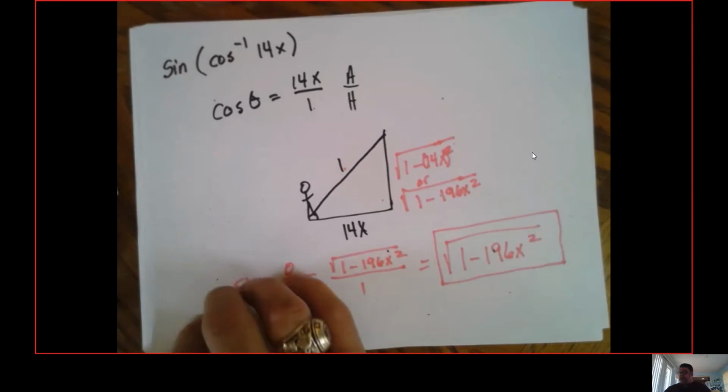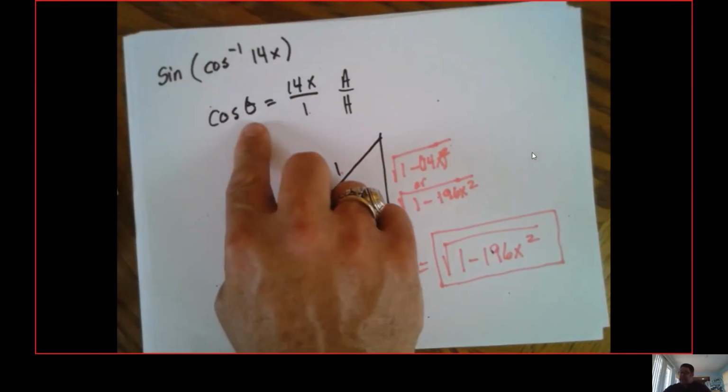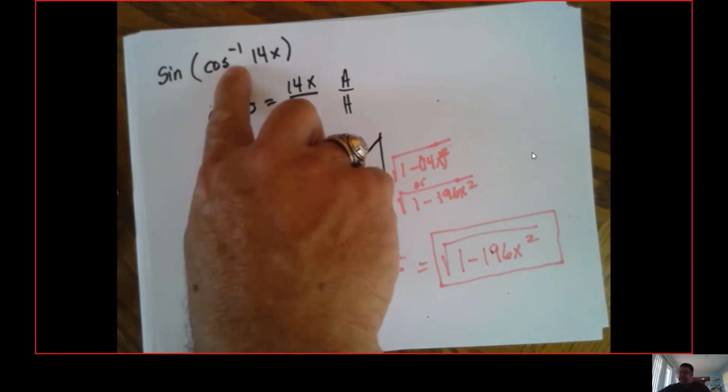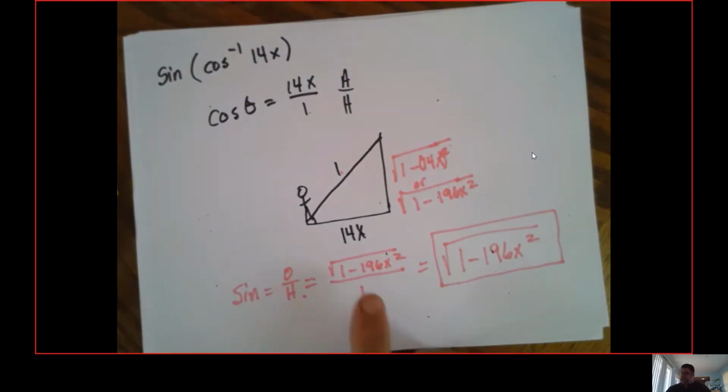And all I did was I found the cosine right here, and then that is in this, and then I took the sine of that, which is that. Here's another one. I think that's the same one. Yeah, that's the same one. Here's another one where you actually have a 2 in front of it.